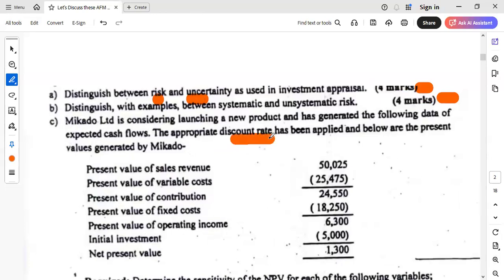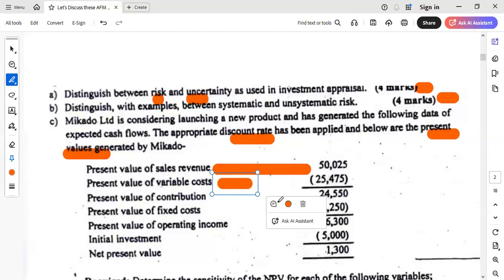The appropriate discount rate has been applied, and below are the present values. You have the present value of the sales revenue. You have the present value of the variable costs. And now you get the sales revenue minus variable costs.